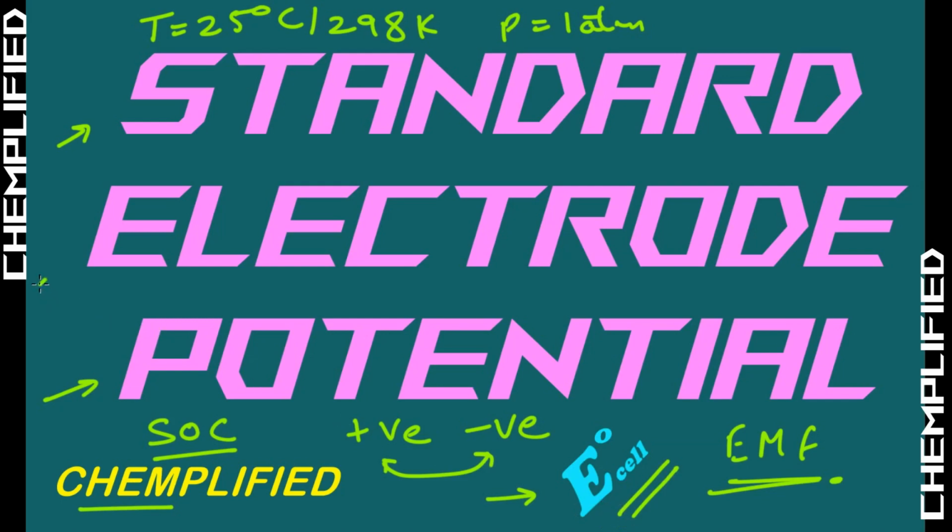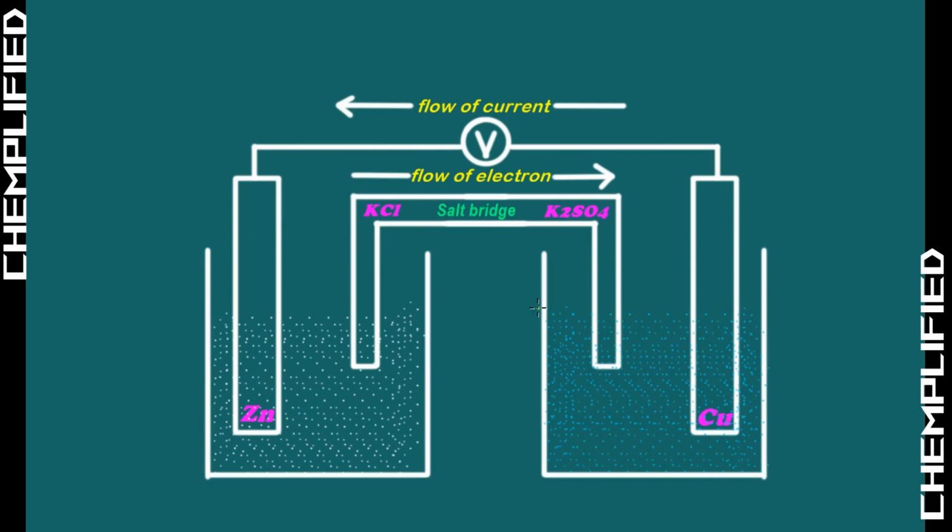Now the middle term is electrode. Let us take a look at this diagram. Now in this diagram, this is our electrochemical cell, and in the electrochemical cell category, this is our Daniell cell, that is the cell between zinc and copper, right?